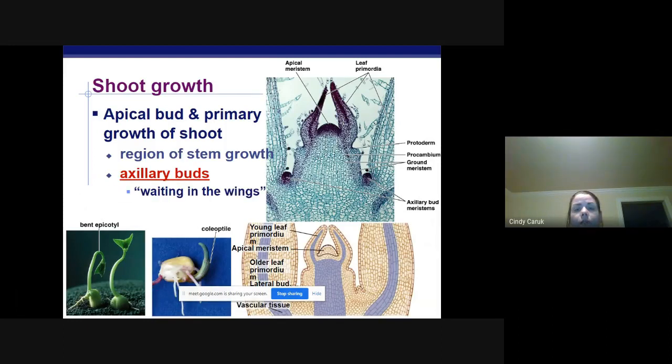And you can see here are your axillary buds. That's going to allow for the lateral growth. They're right now not growing because up here in the apical meristem, there's a hormone, auxin, that is preventing them from growing out because it's trying to grow up first so that it can get more sunlight.